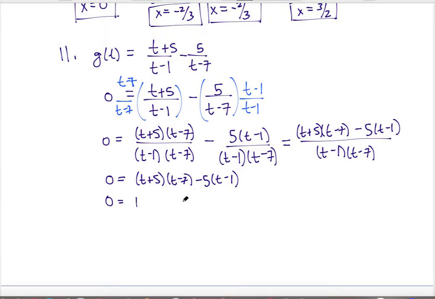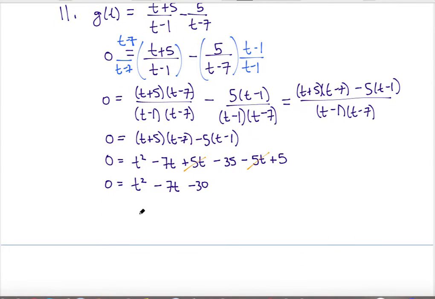So I'm going to go ahead and FOIL this out. So I end up with t squared minus 7t plus 5t minus 35. And I'm also going to distribute the 5 at this part. So I have minus 5t plus 5. And so a little bit of simplification here. I can get rid of these two as they cancel each other out. And then I can also add the negative 35 and 5. So I end up with the quadratic equation t squared minus 7t minus 30 is equal to 0.